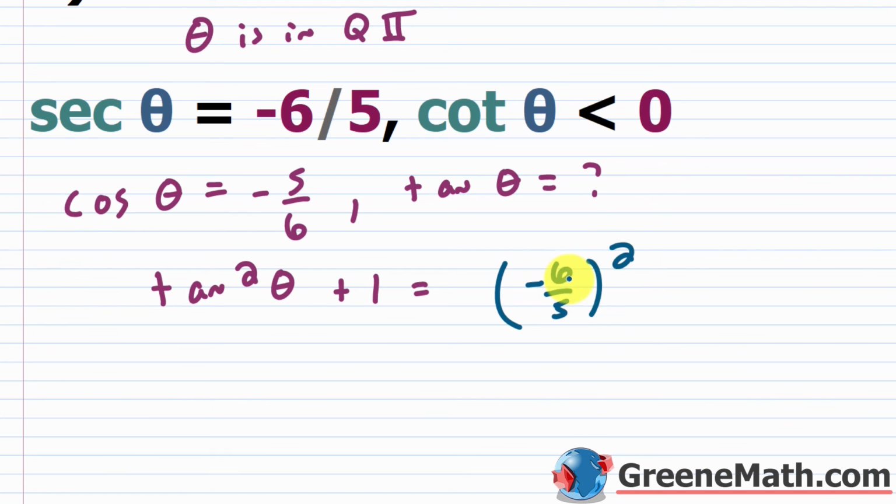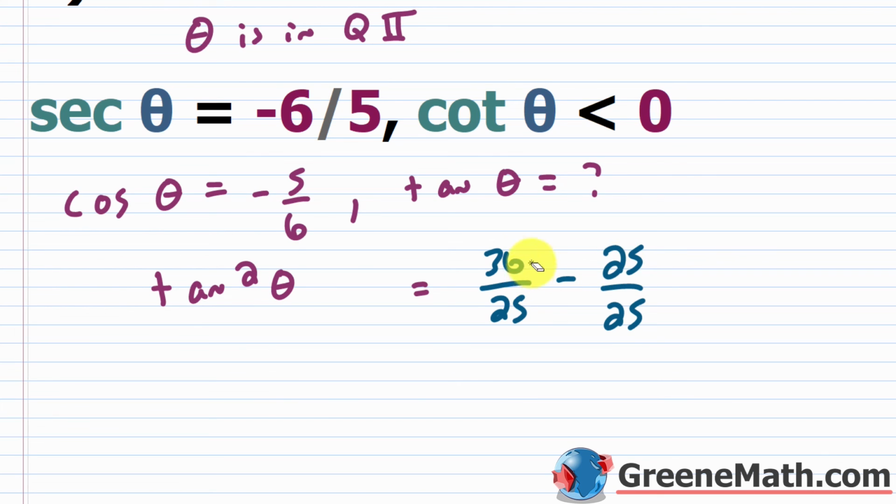The negative is going to go away. 6 squared is 36. 5 squared is 25. So this is 36 over 25. Let's subtract 1 away from each side. So I'm just going to erase it from there to make it a little bit easier. And then if I write this with a common denominator, let's say this is 25 over 25. Well, 36 minus 25, that's going to be 11. So let's just say that this is going to be 11 over 25.